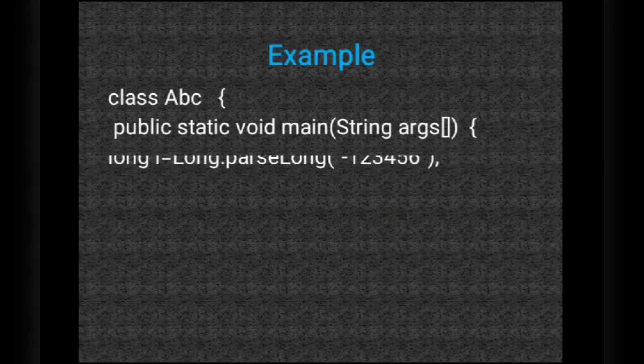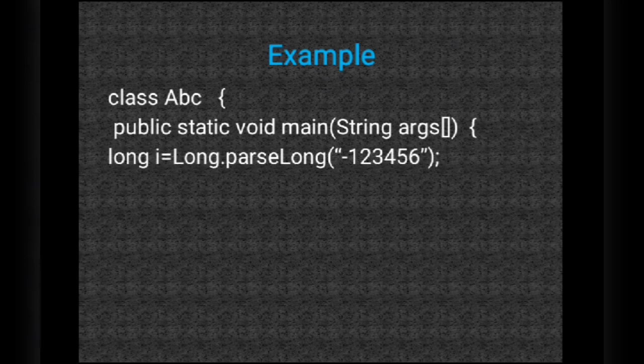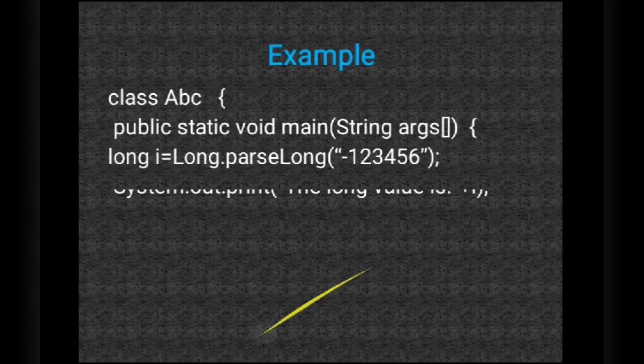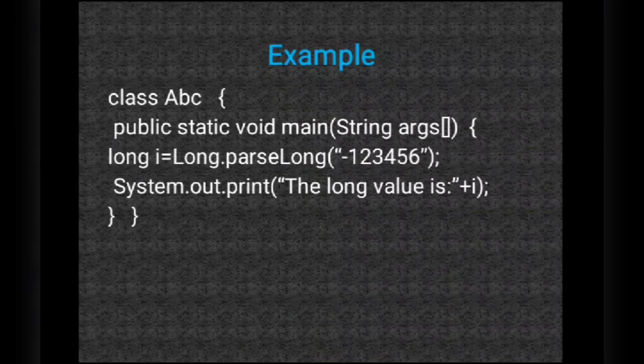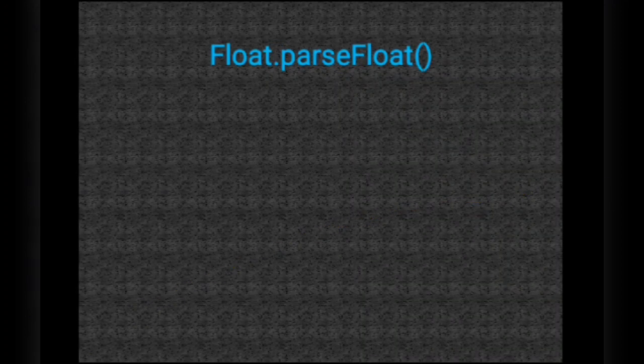Let's discuss the example. Here you need to focus on this line where we have written long i is equal to Long.parseLong, where you can see in double quotes we have passed the value -123456, which is a string value, and you just need to print that value. What will be the final answer? The final answer will be the long value -123456. Now this value has been completely changed into a long value. All right, let's take one more function.